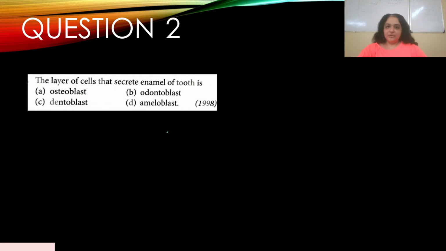Question number 2. The layer of cells that secrete enamel of tooth is, this appeared in 1998. A. Osteoblast, B. Odontoblast, C. Dentoblast, D. Ameloblast. So your answer should be D, ameloblast. They secrete the enamel of the tooth. This is again a fact, please remember it. Let's go into the discussion.